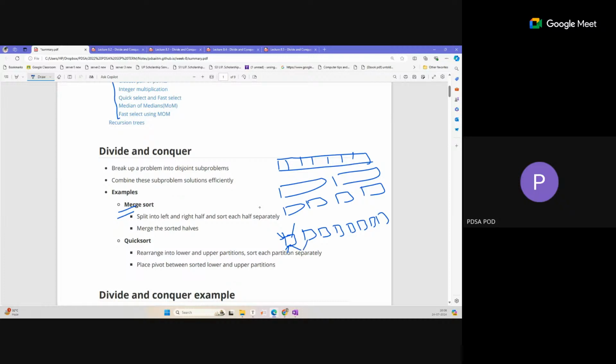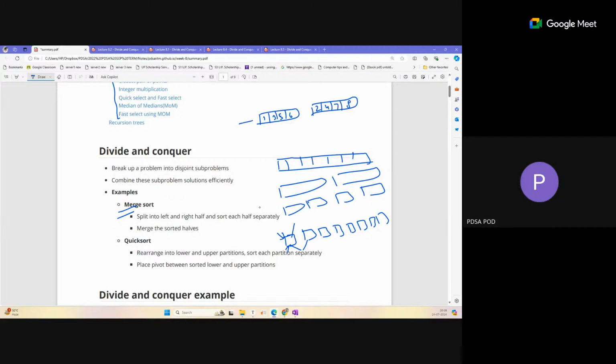So the merging process means we are merging two sorted arrays. We are merging two sorted arrays, and that operation we can do in linear time. If we have two sorted arrays like this, the first is 1, 3, 5, and then 6. Another we have like this: 2, 4, and 7, 8.